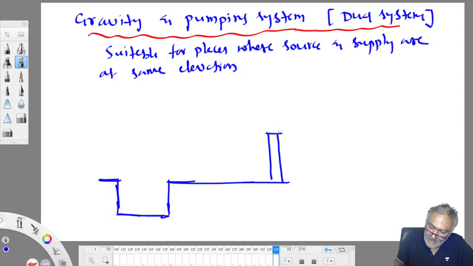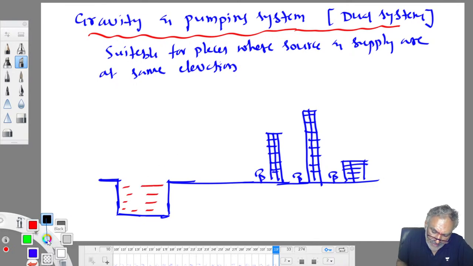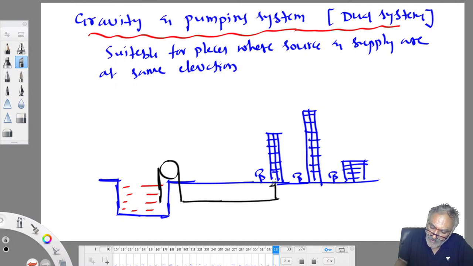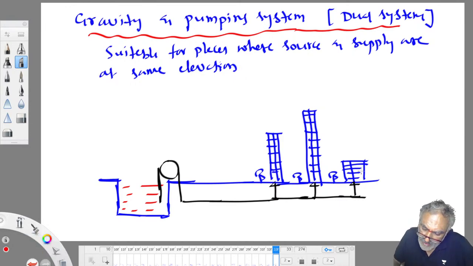This is a city. High-rise buildings. There are the trees. So here we use a pump. The supply is made to this building with the help of pumps. But we also construct one elevated reservoir. A reservoir is constructed here. Okay, a distribution reservoir we construct here.